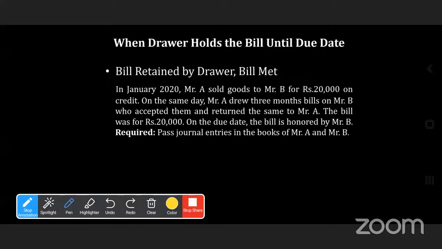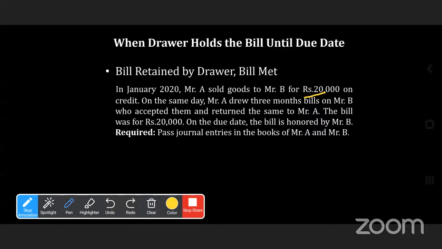In January 2020, Mr. A sold goods to Mr. B for rupees 20,000 on credit. On the same day, Mr. A drew 3 months bill on Mr. B, who accepted them and returned the same to Mr. A.